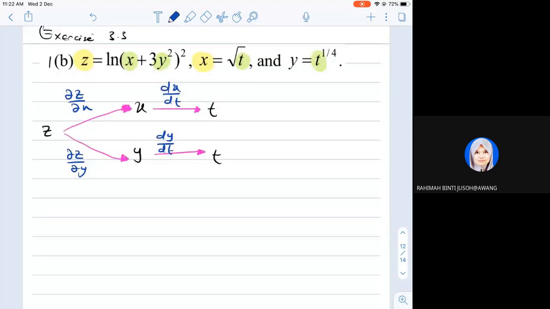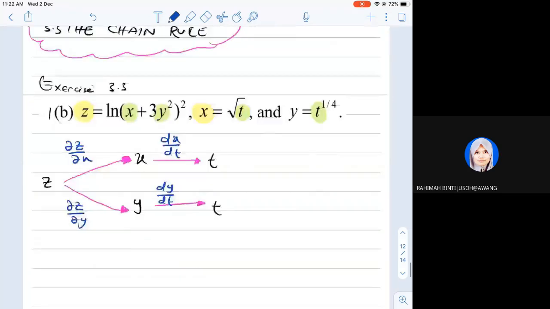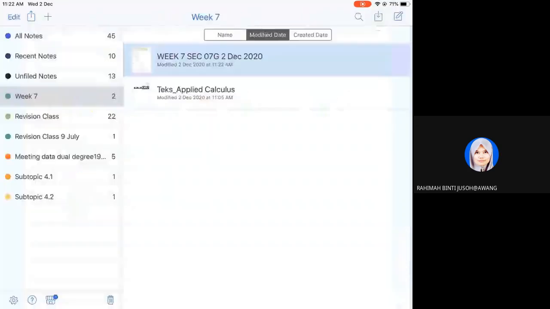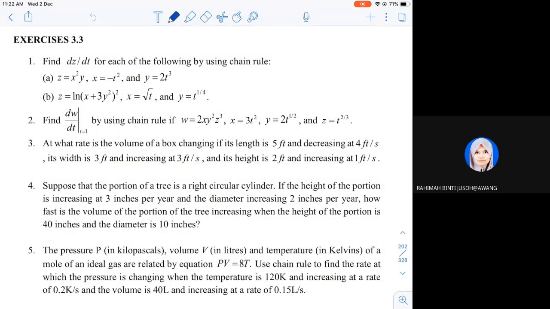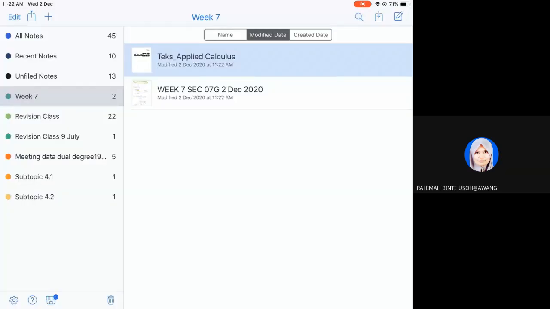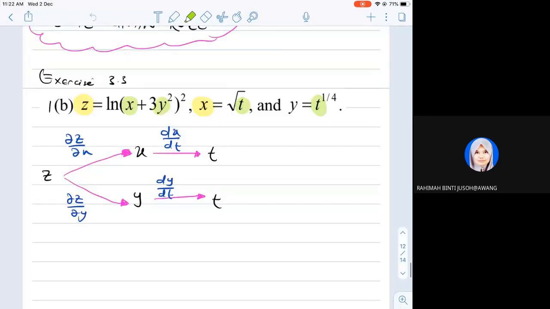Okay, so now what is this question? The question asks us to find del z over del t. dz over dt. Okay, why d instead of del? Because the process from z until t, this time only has one branch, only one. That's why the operator becomes dz over dt. If there is one more below, it will become del z over del t. Because the starting and the ending only one variable involved.